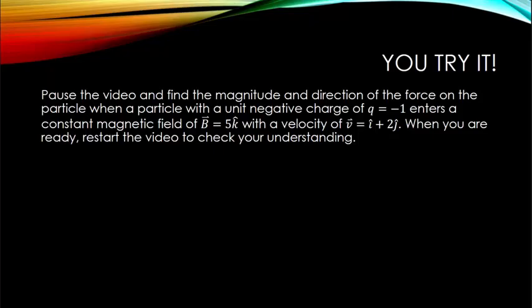Now you get to try it. Pause the video and find the magnitude and direction of the force that is acting on a particle when the particle has a unit negative charge of Q is equal to negative 1 and it enters a constant magnetic field given by the vector B is equal to 5k-hat with a velocity of the vector V is equal to i-hat plus 2j-hat. When you're ready, restart the video to check your understanding.